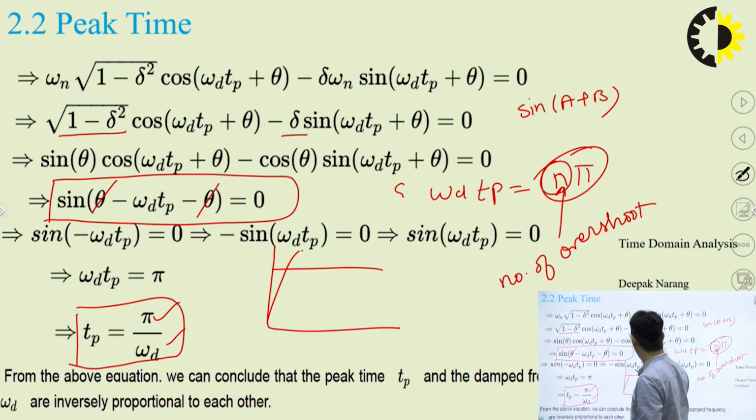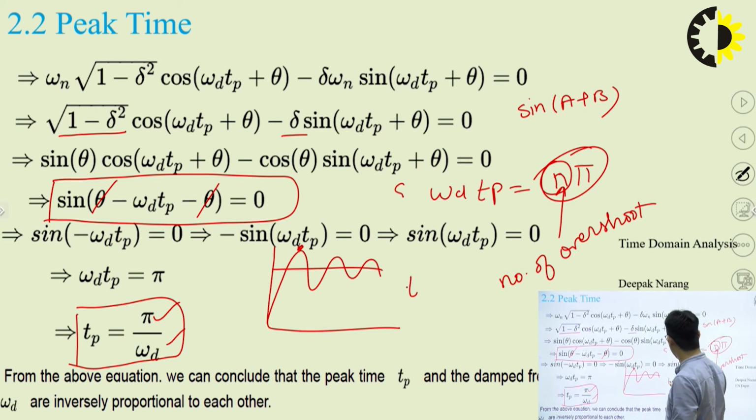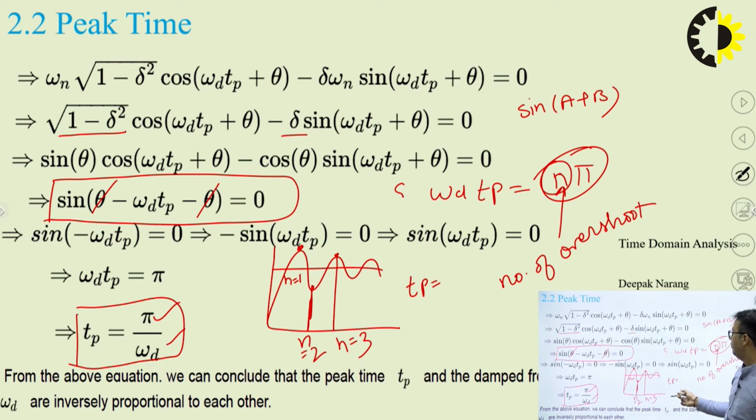Just remember one thing, if we are considering this point, our Tp is equal to this, and for this value n will be 1. If we are taking the time for this particular undershoot, here n is equal to 2. For this, n is equal to 3. So accordingly n will change on the basis of the peak value.